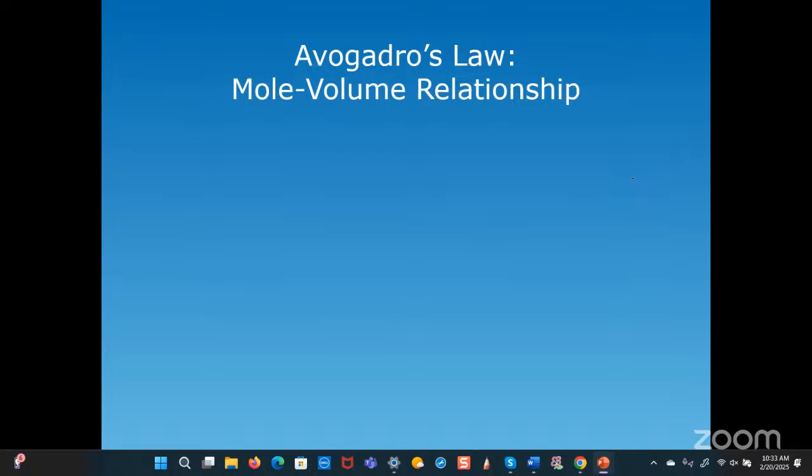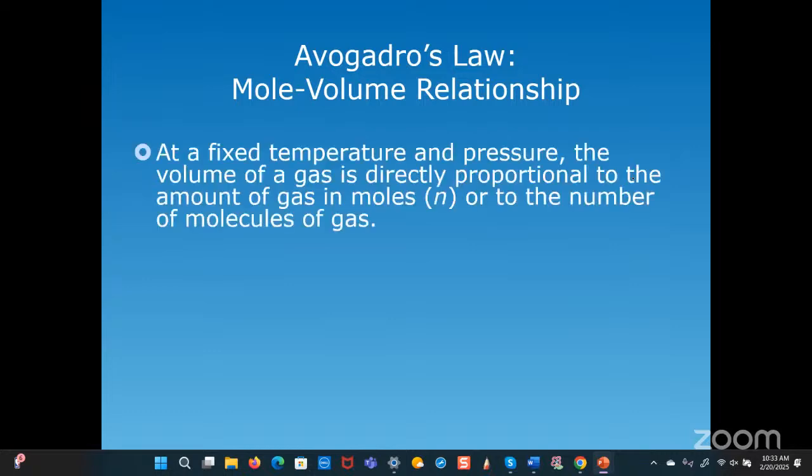This law describes the relationship between the moles of a gas and the volume. So in words, this is Avogadro's law. At a fixed temperature and pressure, the volume of a gas is directly proportional to the amount of gas in moles, or to the number of molecules of gas. And mathematically speaking, we can express it this way.